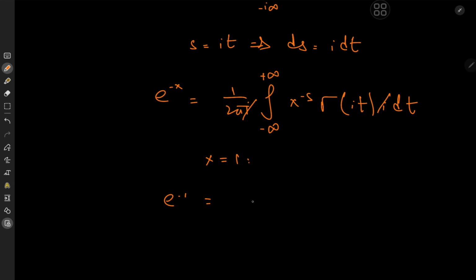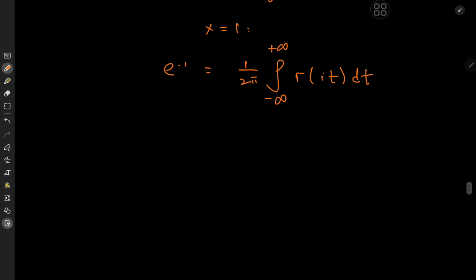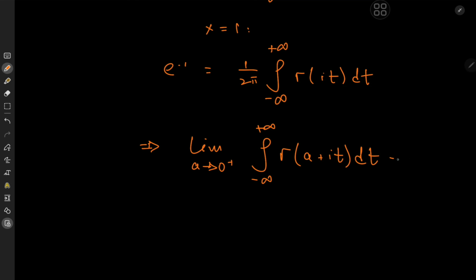So we have e to the minus 1 equal to 1 over 2 pi times the integral from negative to positive infinity of gamma of it dt. And this implies, yeah, I should probably write the limit explicitly now. The limit, as a approaches 0 from the right, of the integral from negative to positive infinity of gamma of a plus it dt equals 2 pi over e. This was insanely cool.